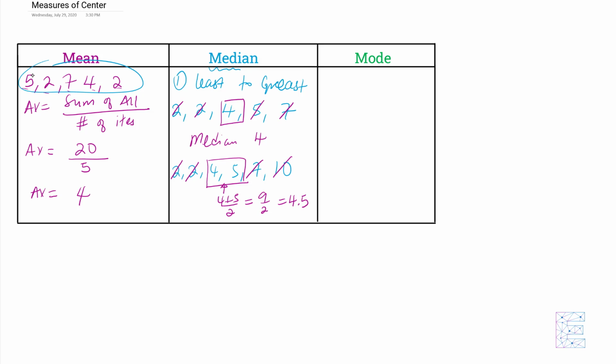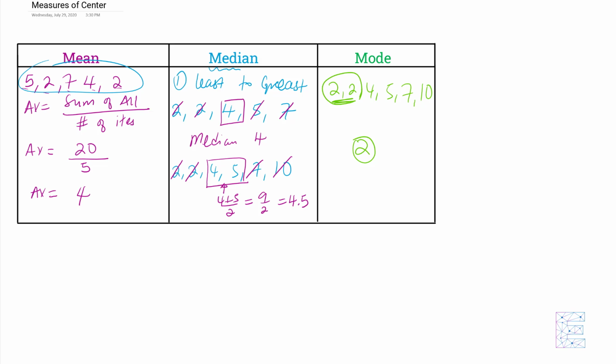Mode is perhaps the easiest one of them all. Mode simply asks you for the one that shows up most frequently. So if you look at our data points again, we had 2, 2, 4, 5, 7, and we added another one called 10. The mode here is clearly 2. Why? Because 2s are the ones that show up the most. And that's what you need to know about mean, median, and mode.